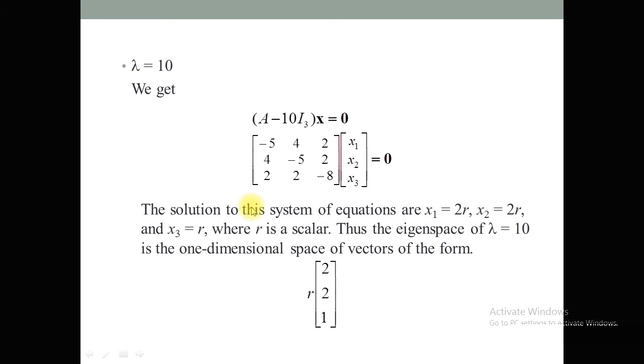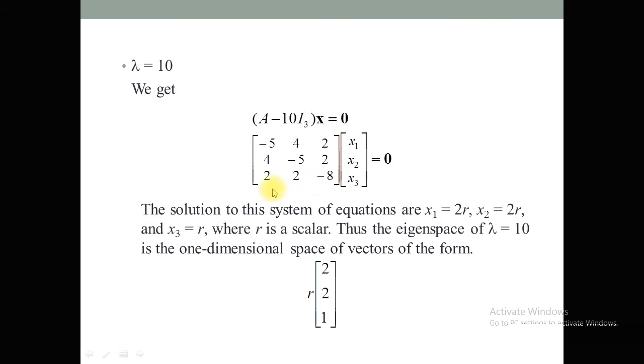The solution to this system of equations is x1 is equal to 2r, x2 is equal to 2r, and x3 is equal to r, where r is a scalar. Thus, the eigenspace of lambda equal to 10 is the one-dimensional space of vectors of the form r into (2, 2, 1). Dear students, convert this augmented matrix into row reduced echelon form.